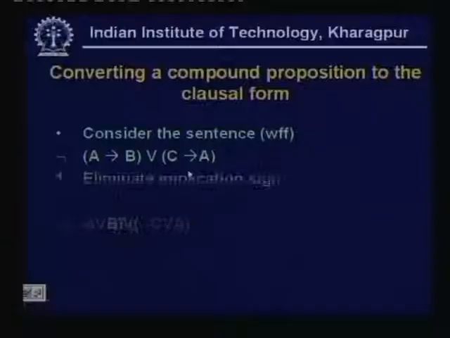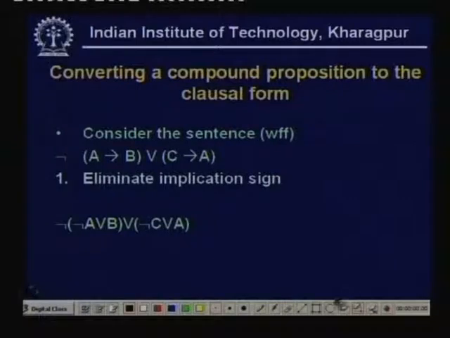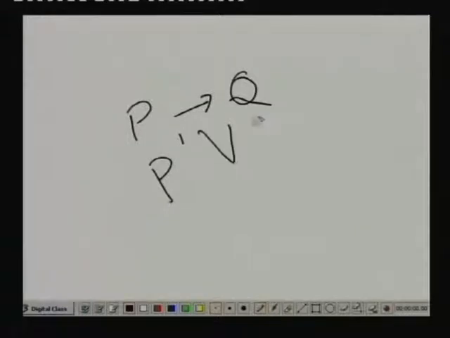So, how can I convert this to a disjunctive normal form? First of all, I can eliminate these implication signs by the simple rule that if P implies Q, then that can be written as not P or Q, which we have already discussed.